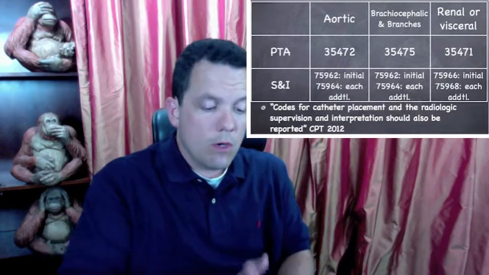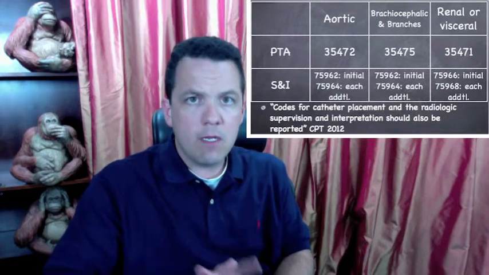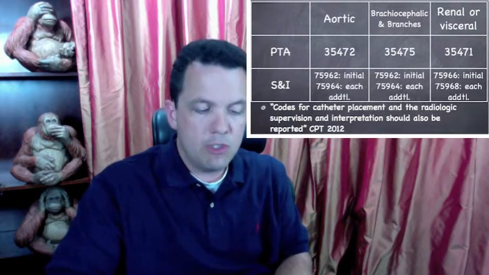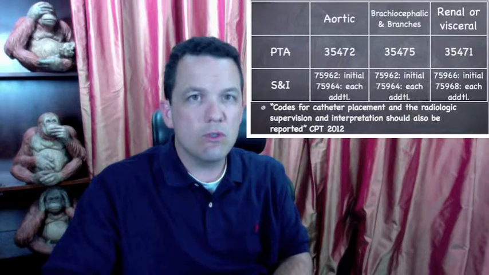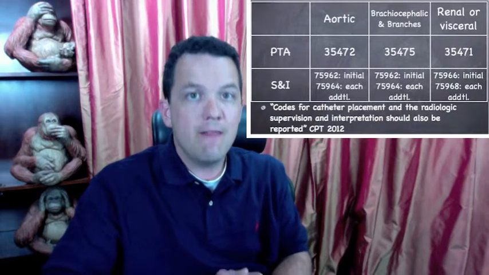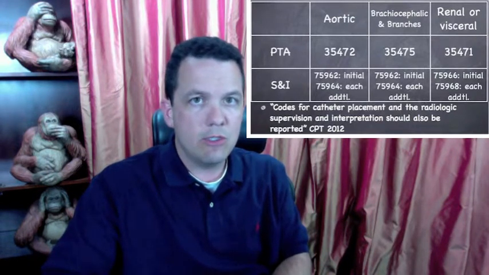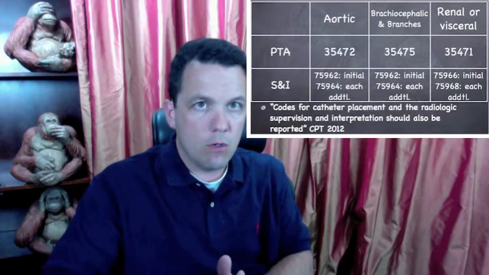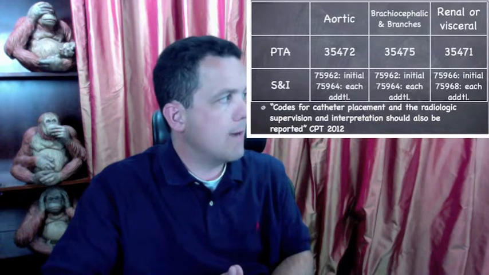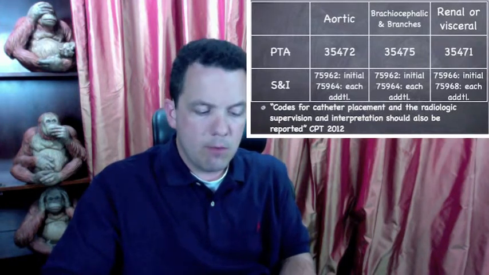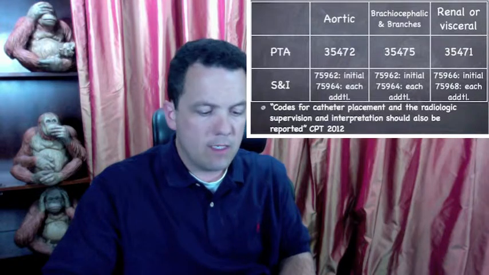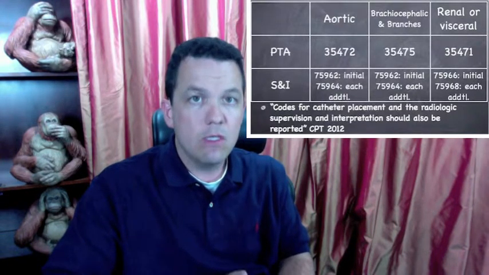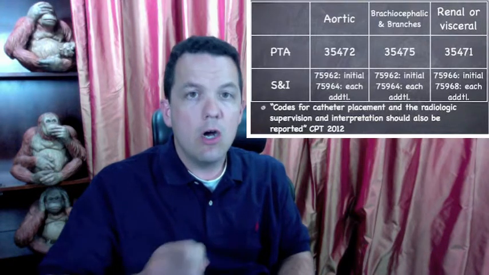Now, with these codes, another monkey wrench gets thrown in the system in that these codes still allow us to report the imaging, or what we call the radiological supervision and interpretation, that's necessary to do these angioplasty procedures. So we're not just going to bill for one code. When we're dealing with interventions above the legs, we get to bill for the catheter placement, we get to bill for the intervention that's done, and we get to bill for a radiological supervision and interpretation of the intervention.